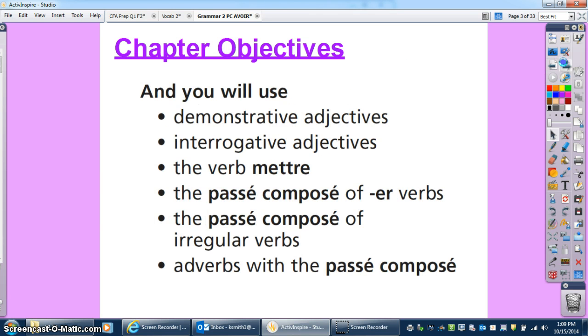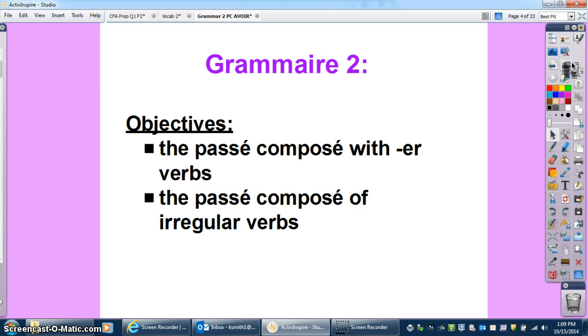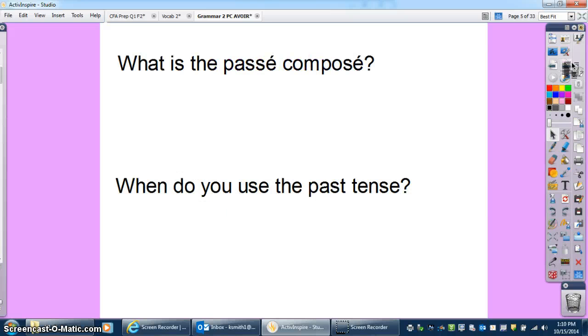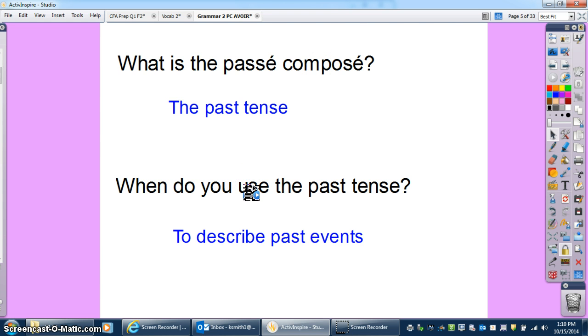So today we are learning how to do past tense with ER verbs and with irregular verbs. So what is the passé composé? The past tense. So when do we use the past tense? To describe past events. Duh, right?